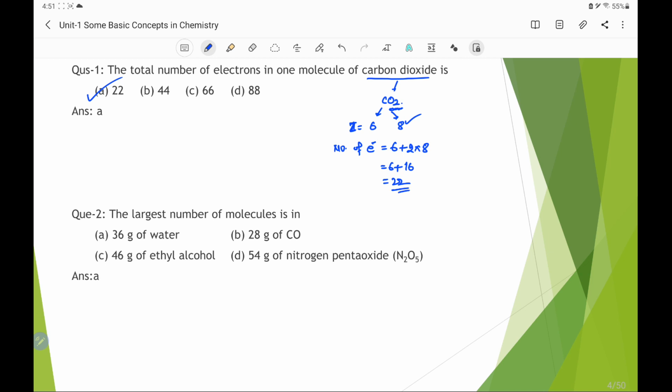The second question is about the largest number of molecules, and there are 4 samples given. In such questions we have to find the number of moles, because 1 mole contains Avogadro number of molecules, Na, that is 6.022 × 10^23. So if the sample has more moles, it will contain more molecules, and that will be the answer. Therefore, for each of the 4 options, we have to find the number of moles, for A, B, C and D.